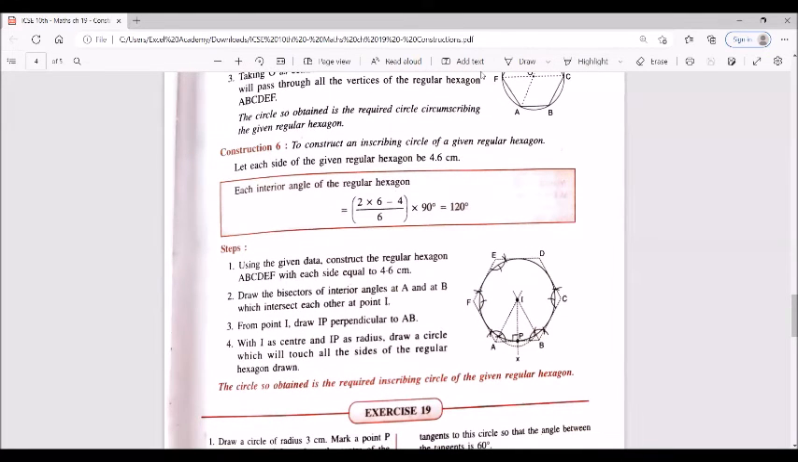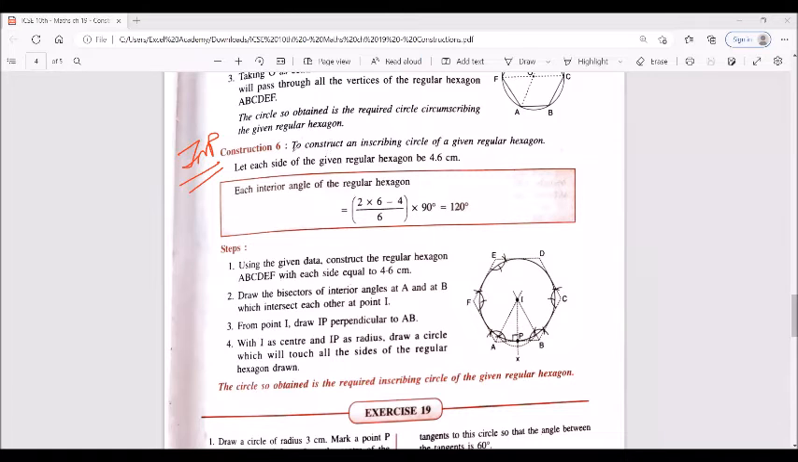All right, now let's go to construction number 6. Mark this as important because it is slightly tedious, appears to be tedious. Actually it is not that tedious, but it seems so. So again you need sufficient practice for this.